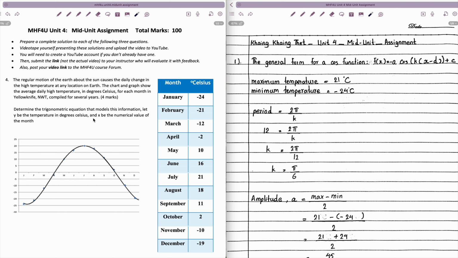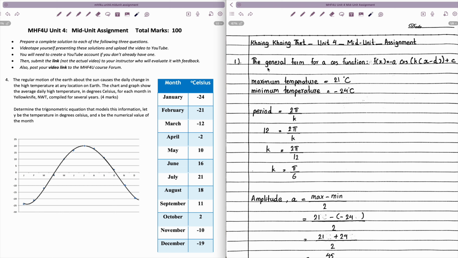For the first question, number 1, determine the trigonometric equation that models this information, where y is the temperature in degrees Celsius and x is the numerical value of the month. So here is the cosine function graph. This is a cosine function, and the key point is such as the minimum, so this is a negative cosine function.